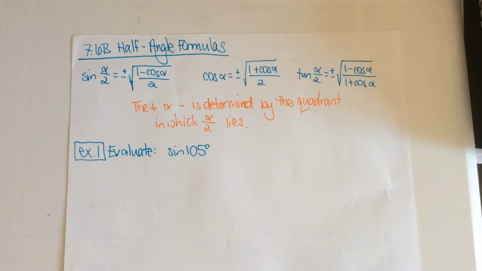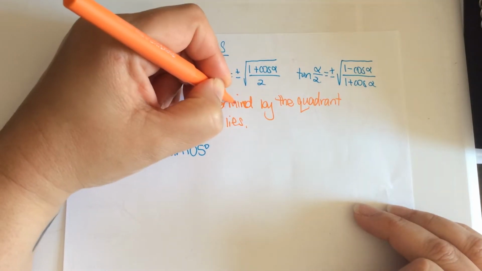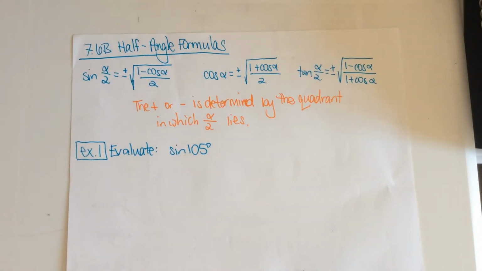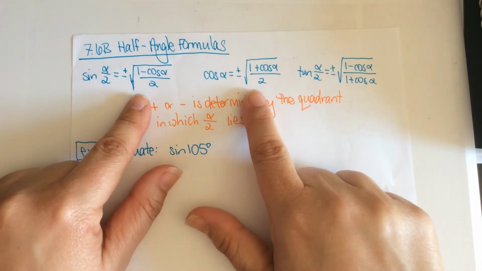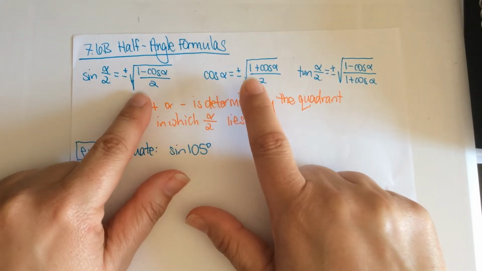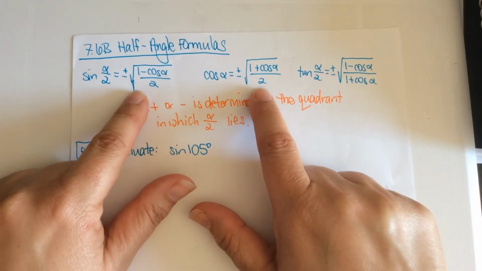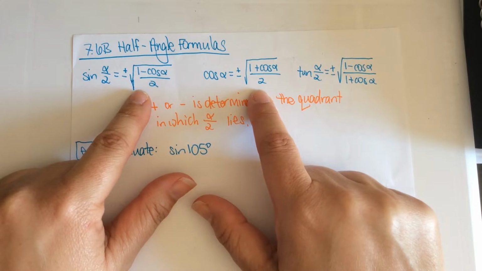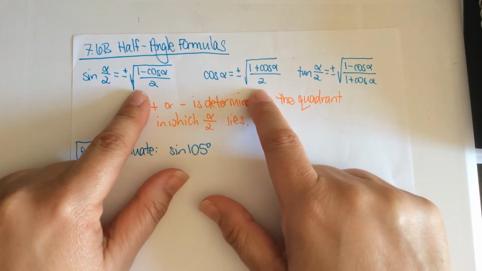I'm going to show you one of the reasons that we don't particularly use them; there are other ways we can do these problems. First let's evaluate one using a half angle, and then I'll show you the alternative. Notice that these are essentially the same. If you can remember which one is plus and which is minus, you really only have to memorize one thing.